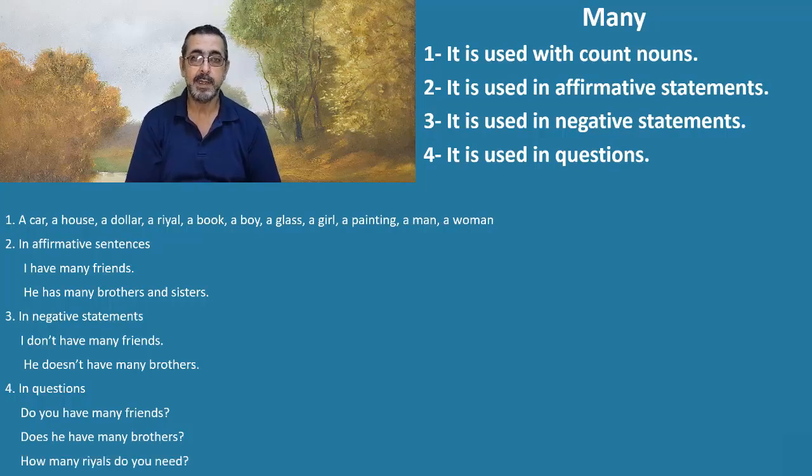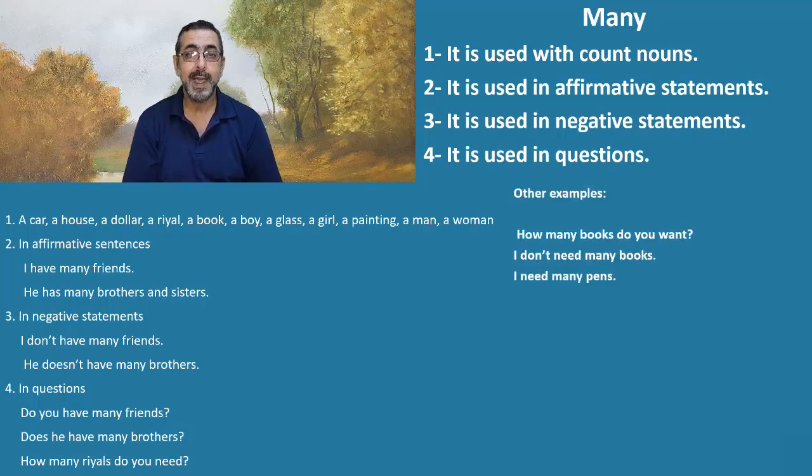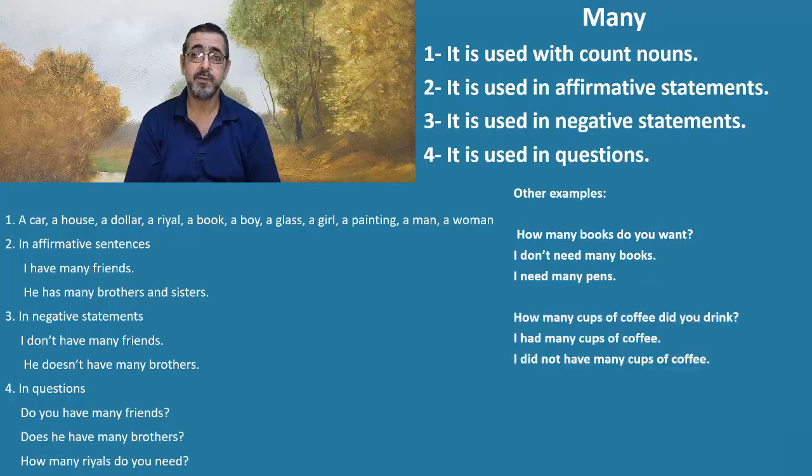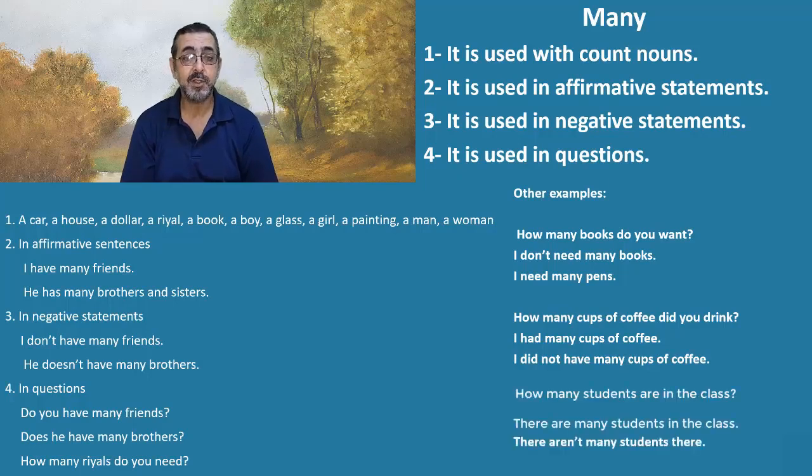I'll give you some more examples. How many books do you want? I don't need many books, or I don't want many books. I want many pens, or I need many pens. It doesn't matter. All of these, books or pens, are countable nouns, and they are in the plural. How many cups of coffee did you drink? I had many cups of coffee. I did not have many cups of coffee, only few, for example. How many students are there in the class? There are many students in the class.